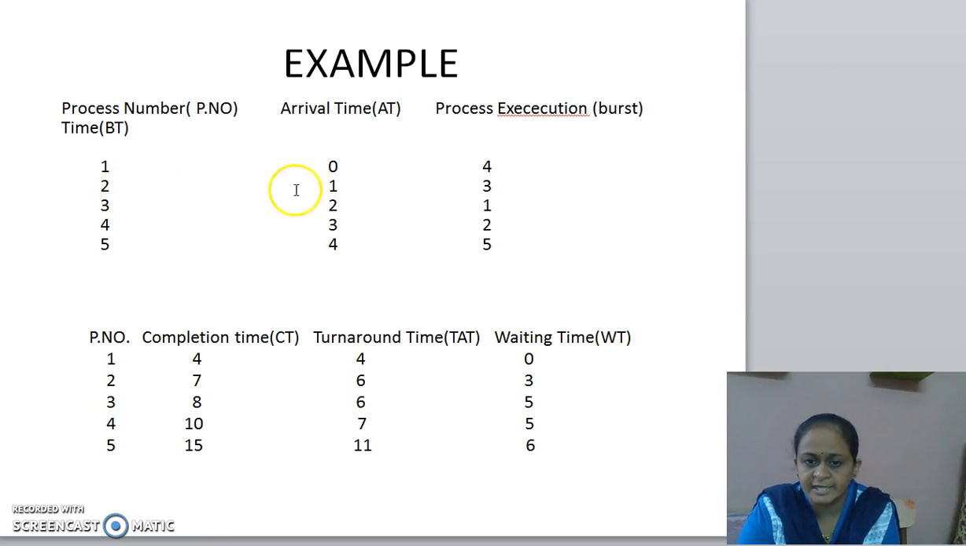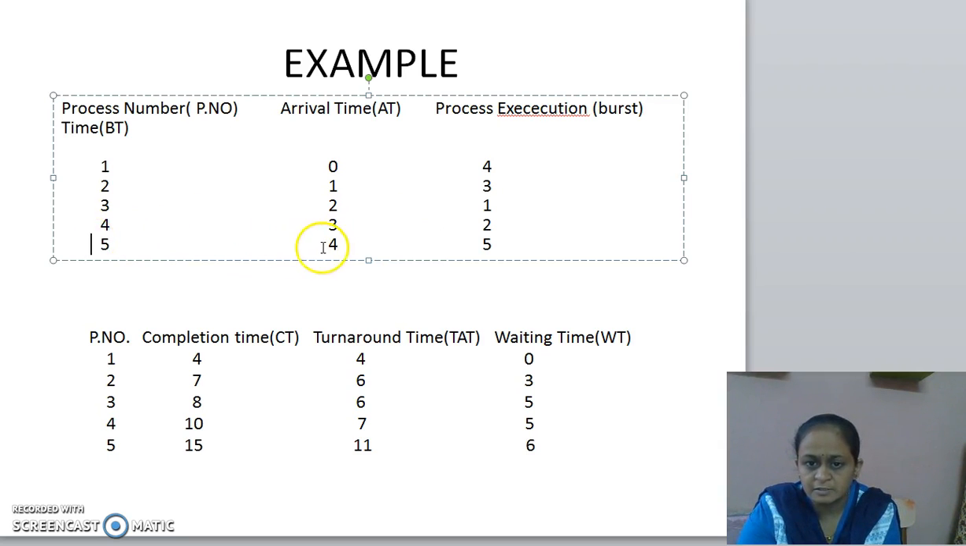Similarly, P2 arrived at time 1, and its burst time is 3. P3 arrived at 2, and requires an execution time of 1 unit. P4 arrived at 3, and requires 2 time slots. And process P5 arrived at 5, and its burst time is 5.